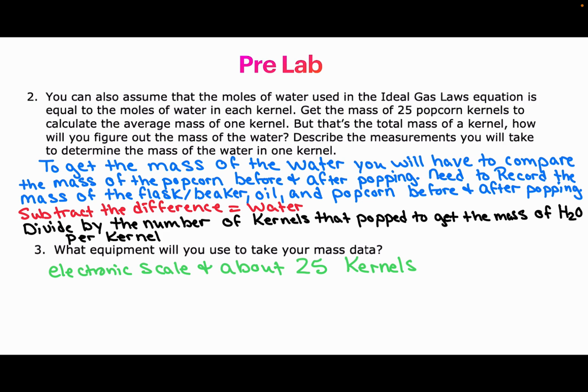For question number 2, to get the mass of the water per kernel, I'm going to need the mass of the system before I start popping and the system after. And the system includes the beaker, the oil, and the kernels. So you're going to weigh all of that, then you're going to pop them, and you're going to weigh after. The difference will be the water. To get per kernel, we will divide by the number of kernels that actually popped. Hopefully, the electronic scales will give us enough range so we can use that. If not, we'll use the triple beam balance.